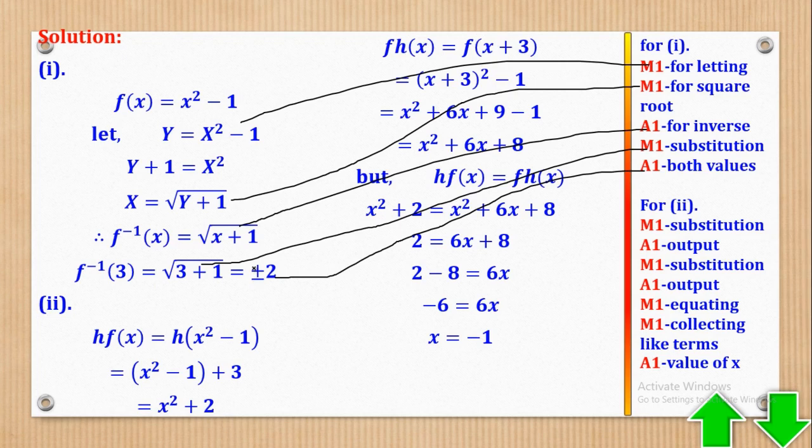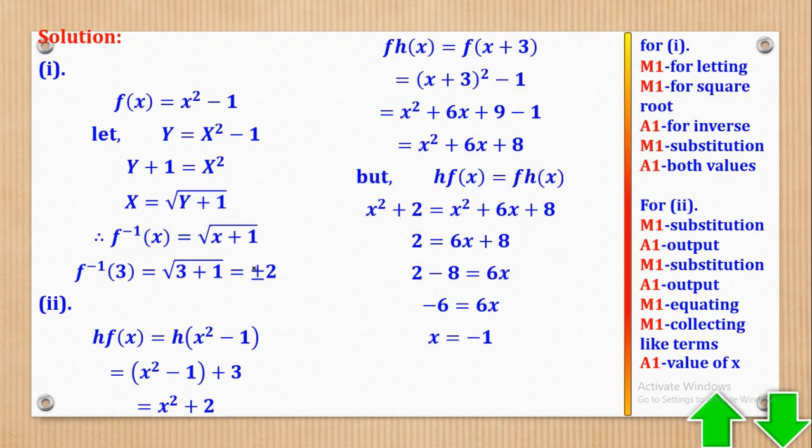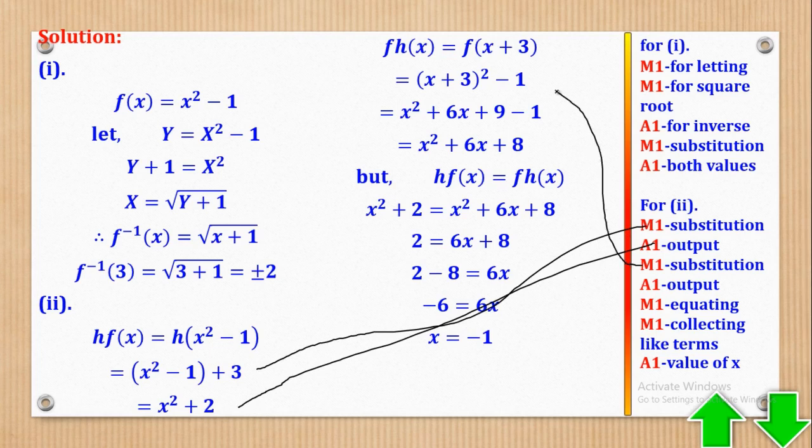What about Roman 2? So for Roman 2, M1 was this substitution and A1 for this output. M1 was this substitution and A1 was this output. M1 for equating, M1 for collecting like terms, and A1 for the value of x.